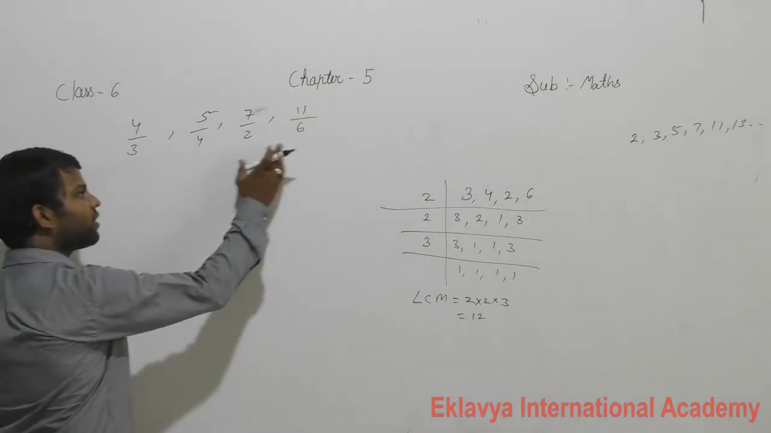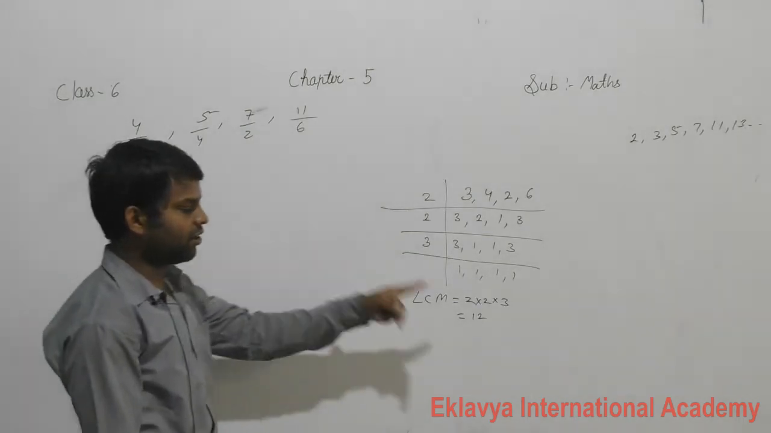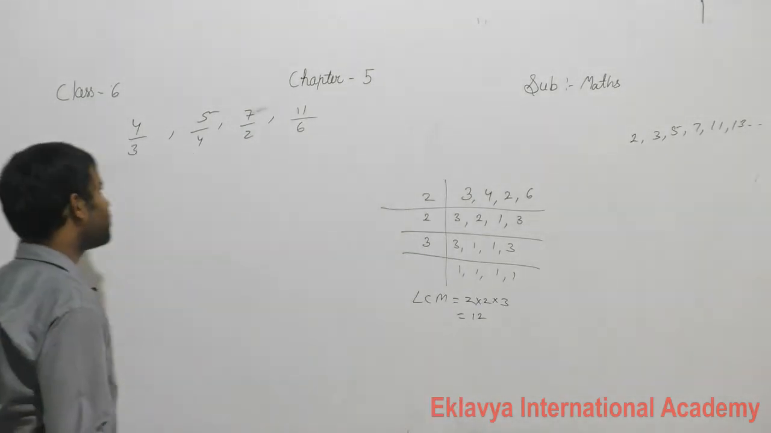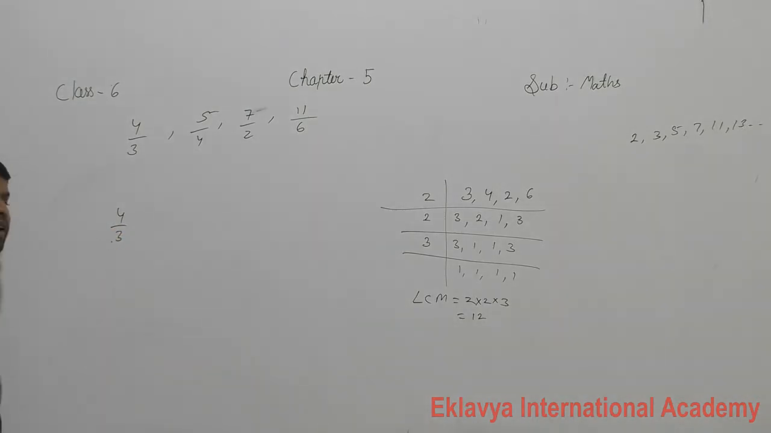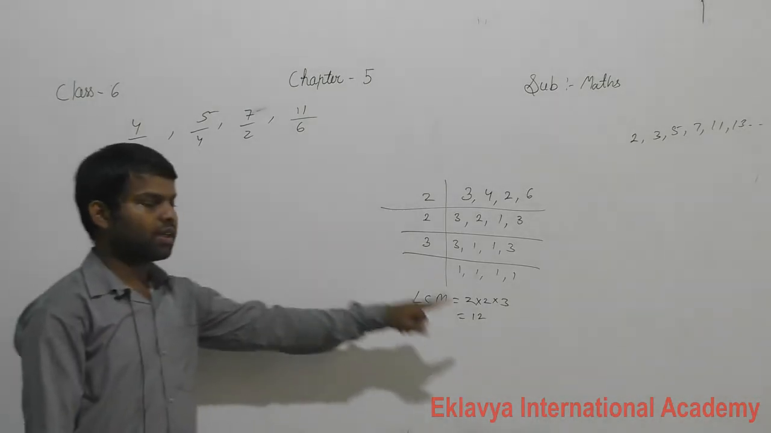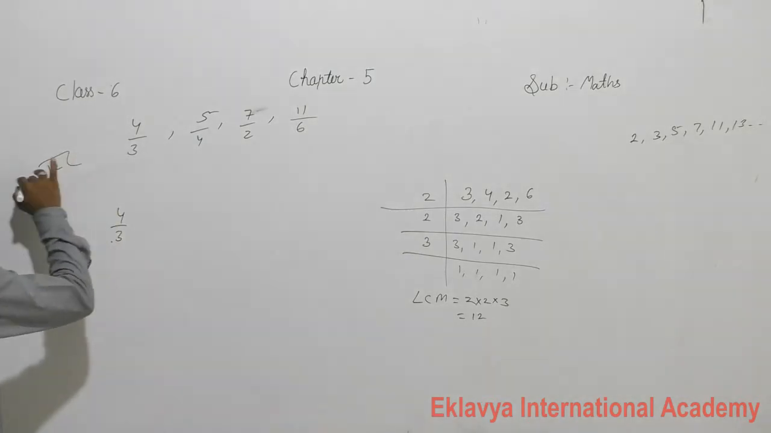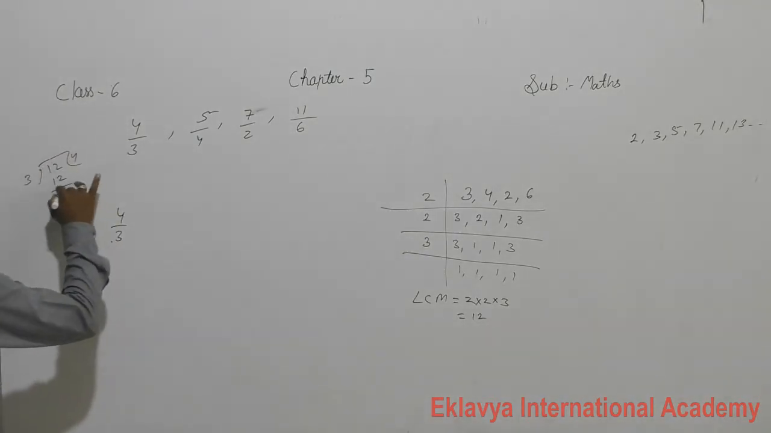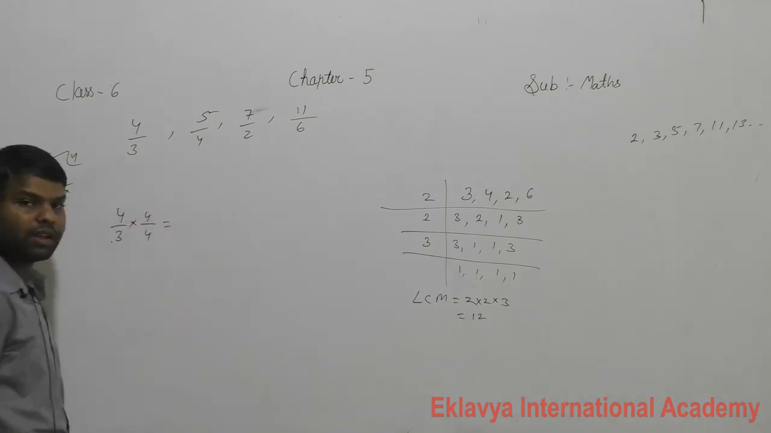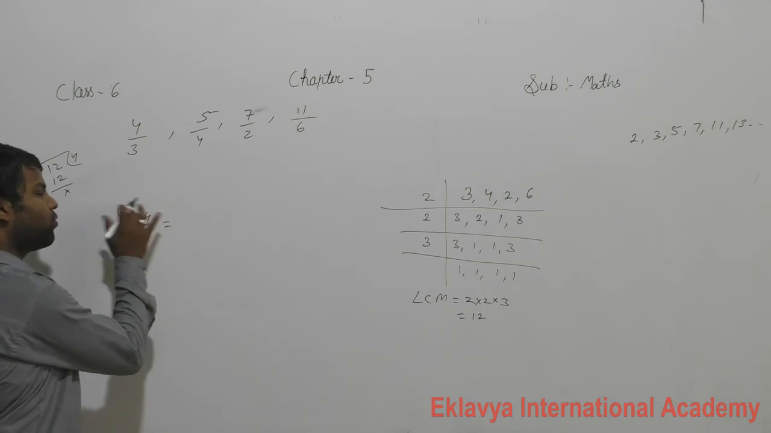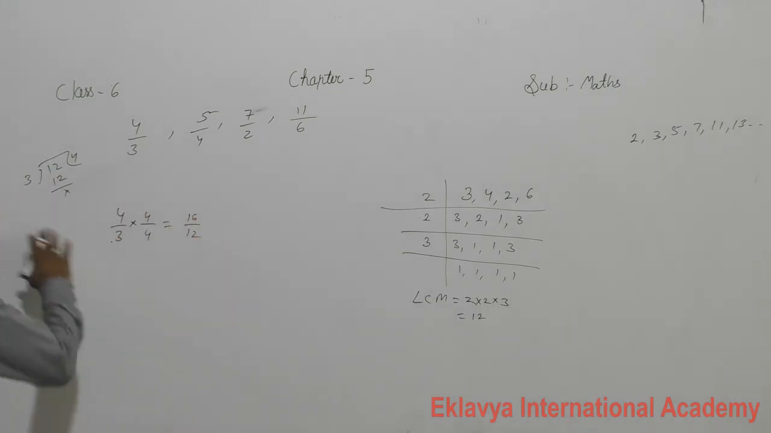Now we convert these fractions into like fractions, whose denominator is 12. So how will we convert? First we convert 4 upon 3. We divide the LCM by the denominator. So 12 divided by 3, we get 4 times. So we multiply the numerator and denominator by 4, then 4 fours are 16, 4 threes are 12.